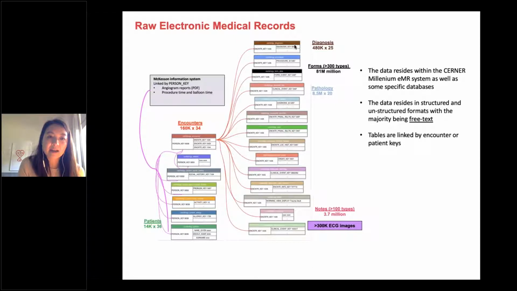So for instance, the diagnosis comes out all together: all the ICD-10 codes and SNOMED codes. All the forms come out together, so for instance, the ED assessment forms and the triage forms and the discharge summaries. In this 3-month extract, there were over 300 types of forms, which is 81 million forms altogether. All the pathology results come out together, all the notes come out together.